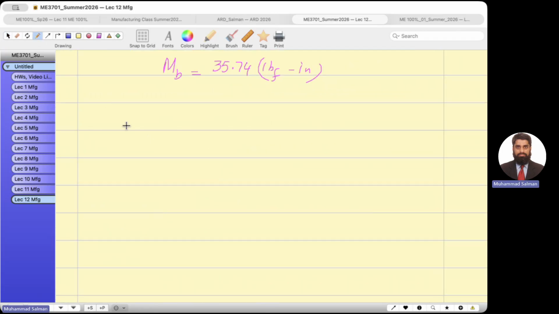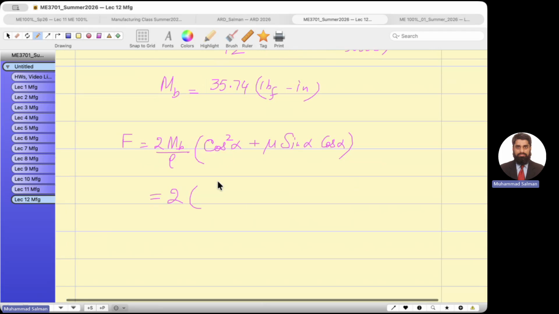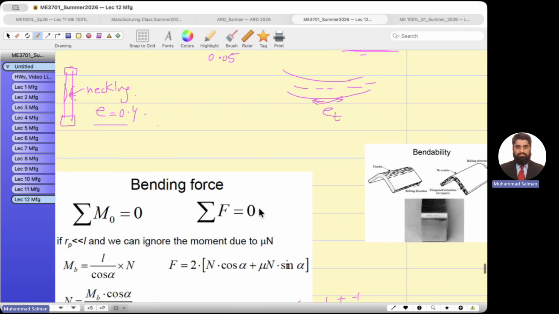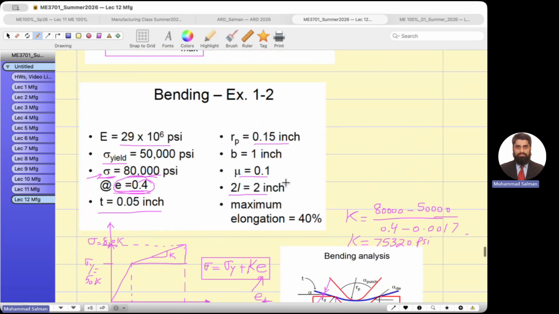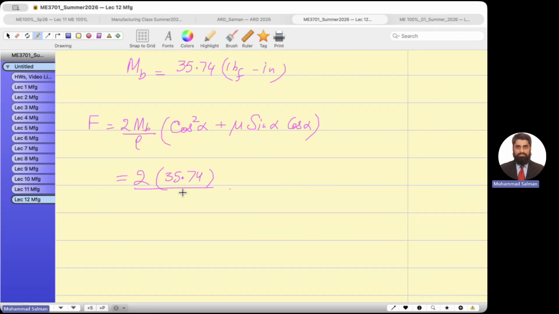Okay, open your calculators and start calculating. MB over L, cosine squared alpha plus coefficient of friction mu sine alpha cosine alpha, and then 2 times what was our bending moment? 35.74. 35.74 divided by the length, half of the length between the two corners of the die, which was 2L, 2 inch, so half is 1 inch. You agree with me? So 1 inch. Okay, now this is complete.